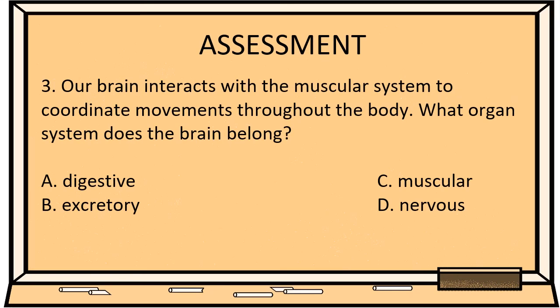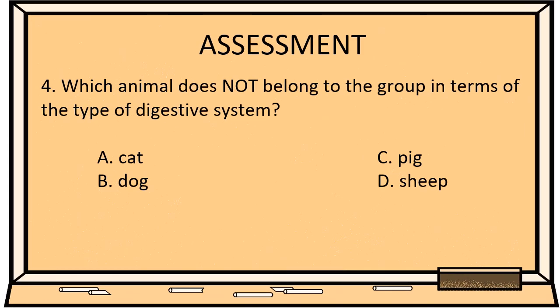For number 3, our brain interacts with the muscular system to coordinate movements throughout the body. What organ system does the brain belong to? A. Digestive system, B. Excretory, C. Muscular, D. Nervous. The brain, that is under nervous. Number 4, which animal does not belong to the group in terms of the type of digestive system? A. Cat, B. Dog, C. Pig, D. Sheep. Obviously, the correct answer is sheep. Okay?